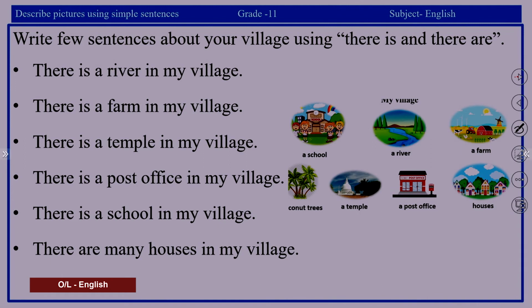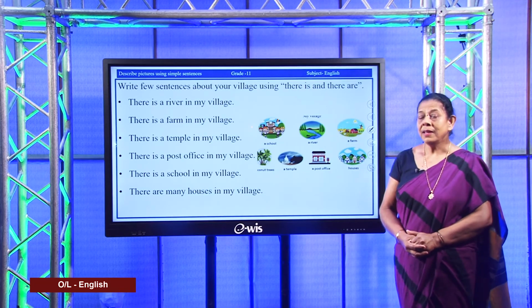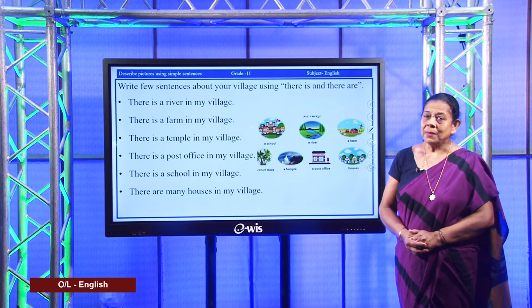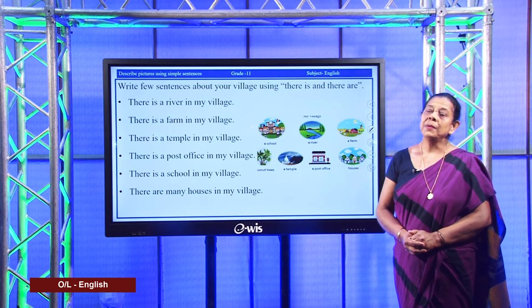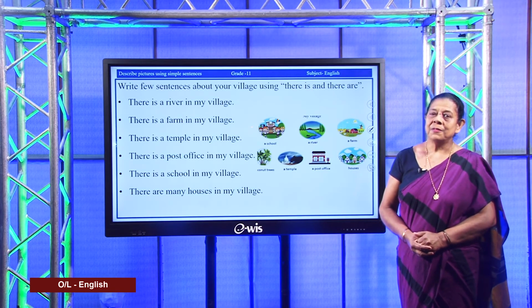There are many houses in my village. Or there are some houses in my village. We have to describe the people. Not only the people, we have to describe what people are doing. There you have to use another type of sentence.